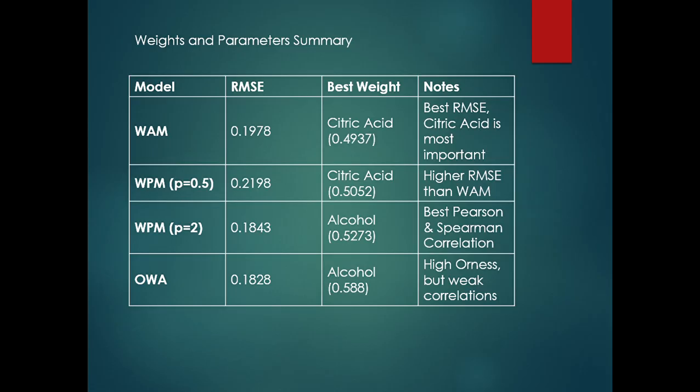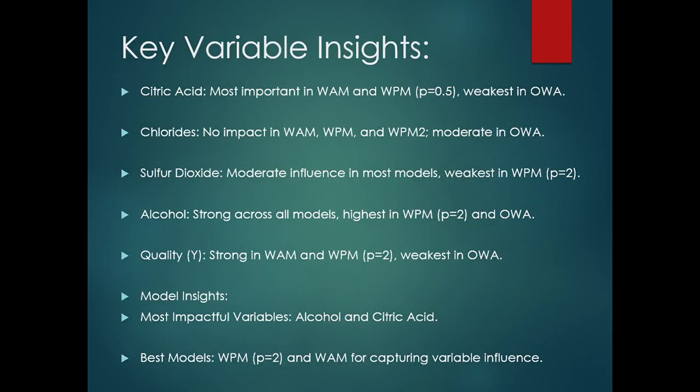These are the model, RMSE, best weights and notes table. The key insights are that citric acid was most important in WAM and WPM with 0.5 power, but weakest in OWA. Chlorides had no impact on WAM, WPM, and WPM with power 2, and it was moderate in OWA.